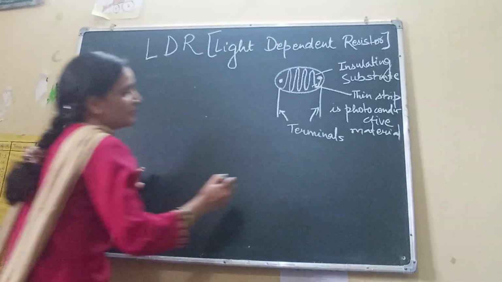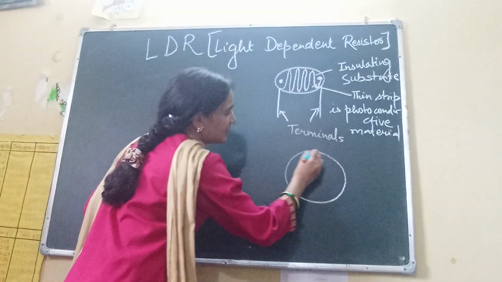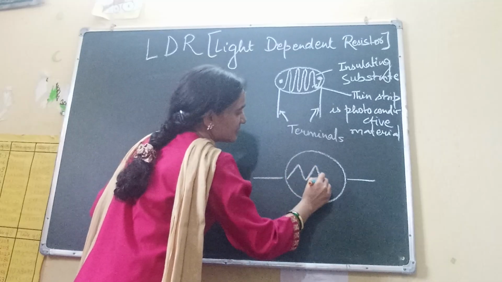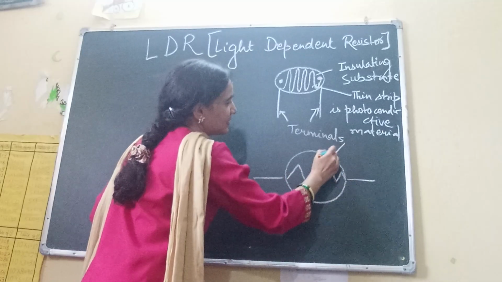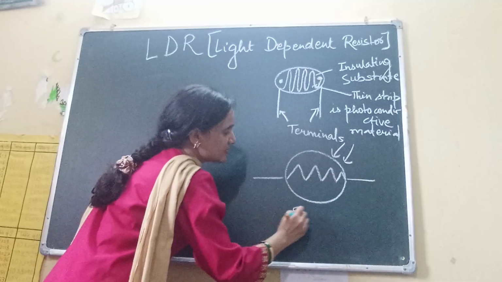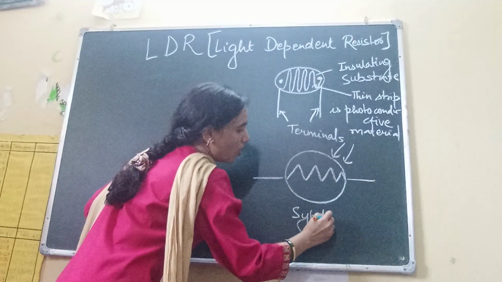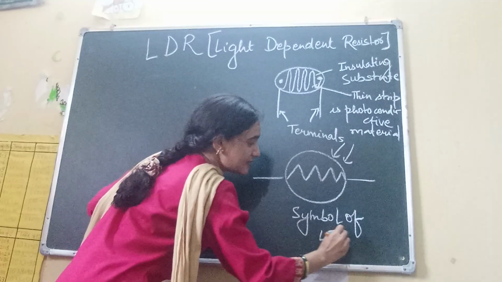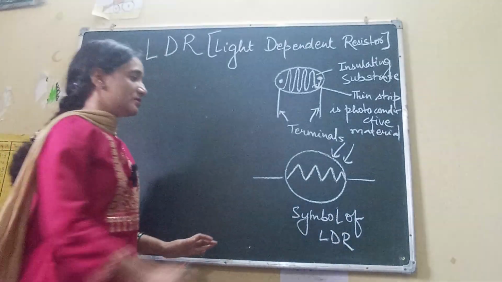Coming to the symbol, it looks like this. There is a circle, and inside it a zigzag, and the light is falling on this. This is the symbol of LDR, that is light dependent resistor.